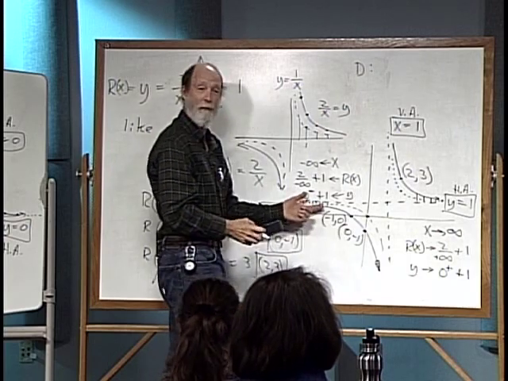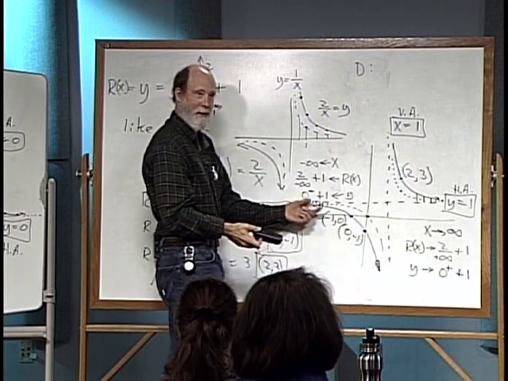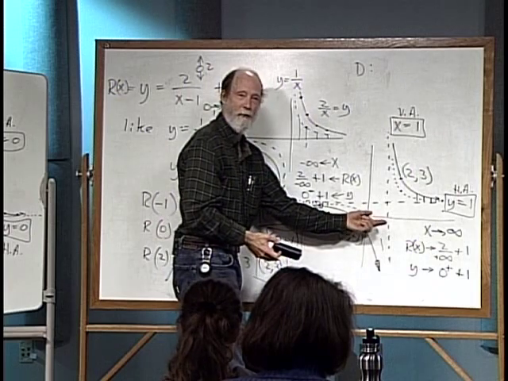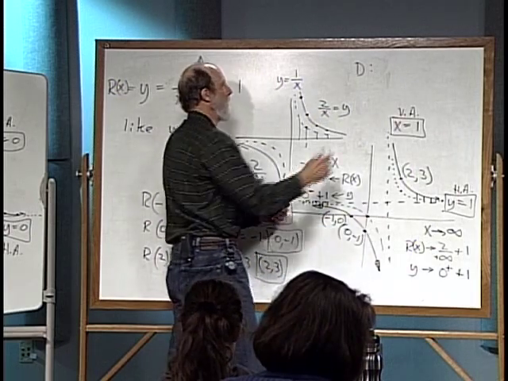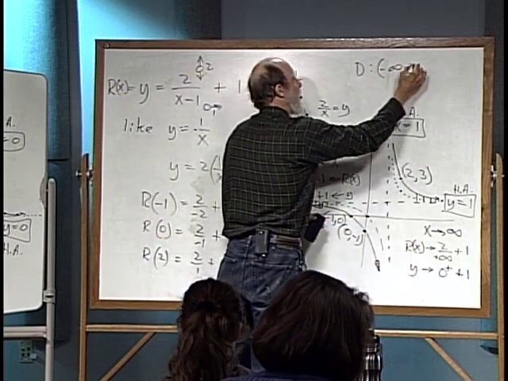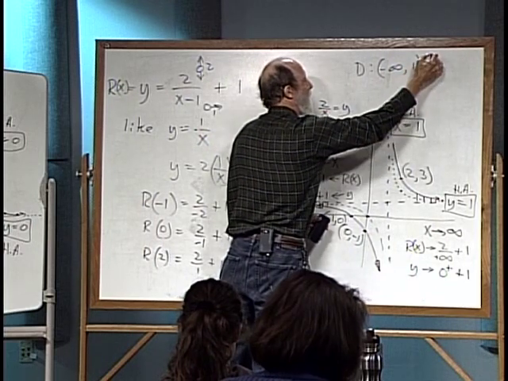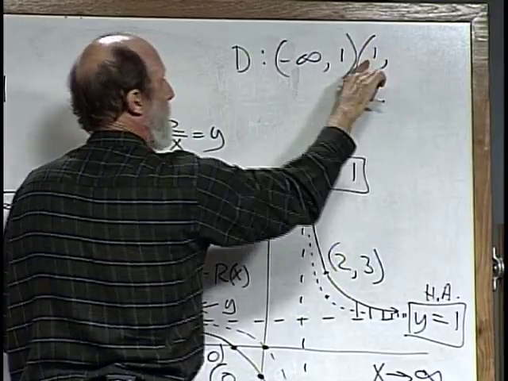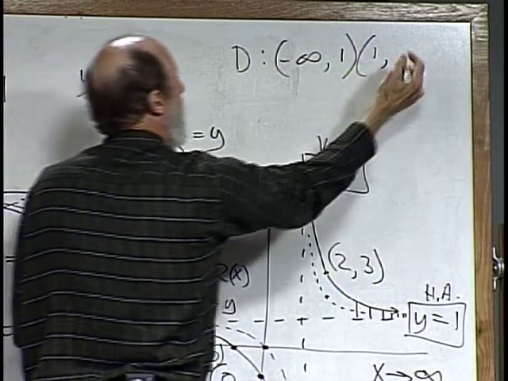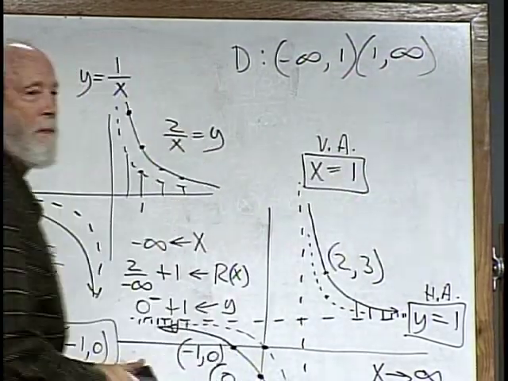All real, you see, if you look at the picture, you can see it. Negative infinity coming over to 1, trouble at 1. Better skip that spot. Pick up microscopically on the other side of 1, and off to the right you go.